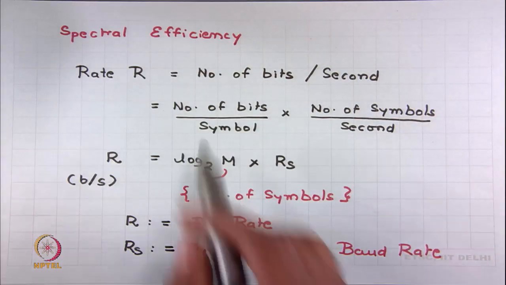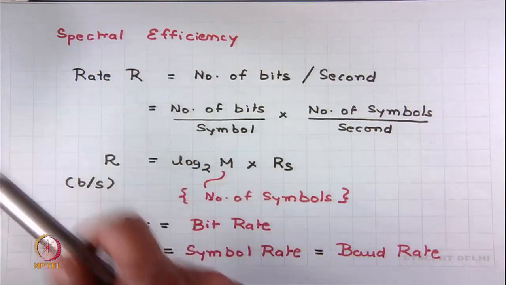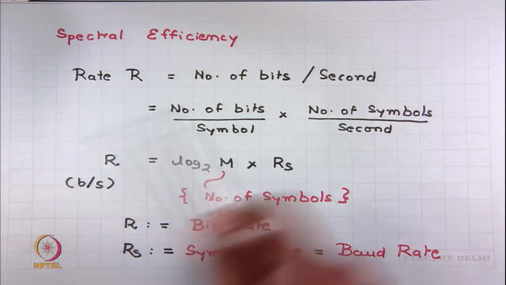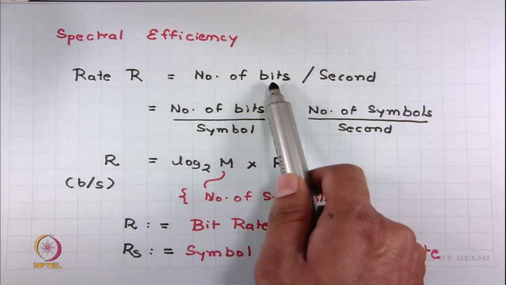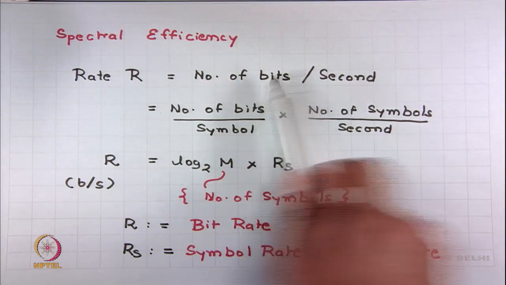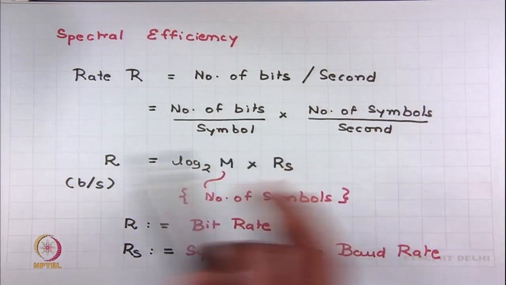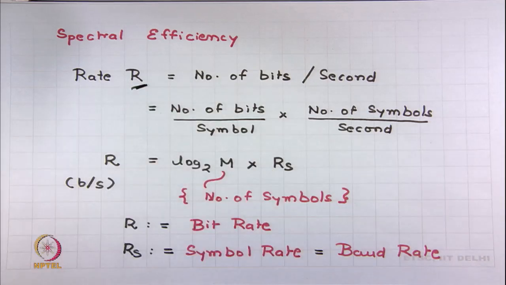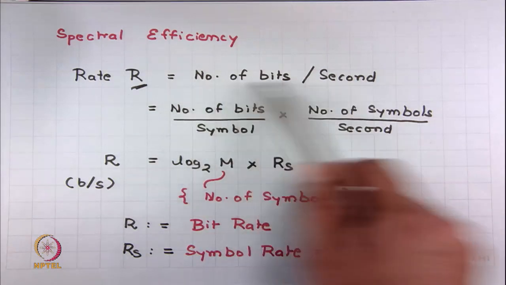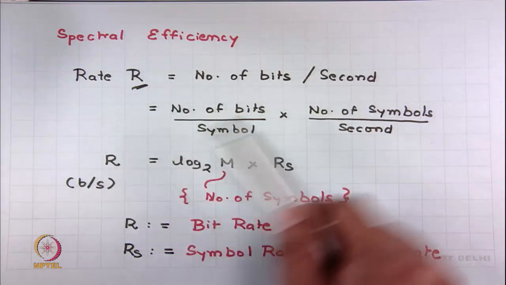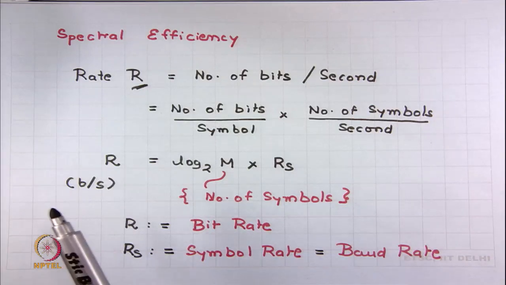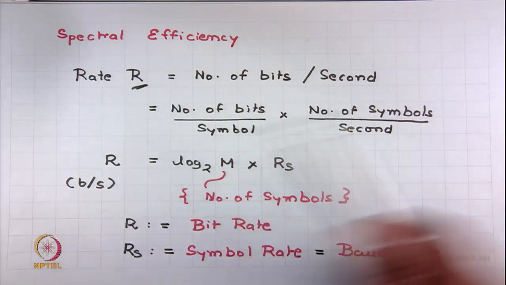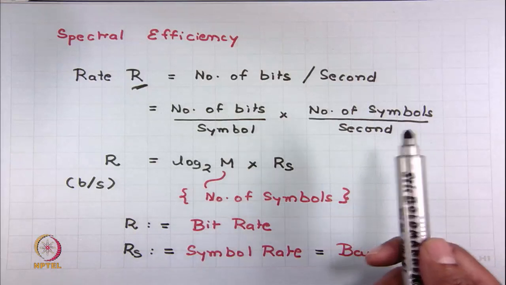So, spectral efficiency depends upon the rate, and what is the rate? Rate is the number of bits that your transmitter spits out per second. Okay. So, that is the bit rate or simply the rate. So, we are using the letter R to represent the bit rate, number of bits per second, and I can understand this number of bits per second as number of bits per symbol, okay, and then number of symbols per second.